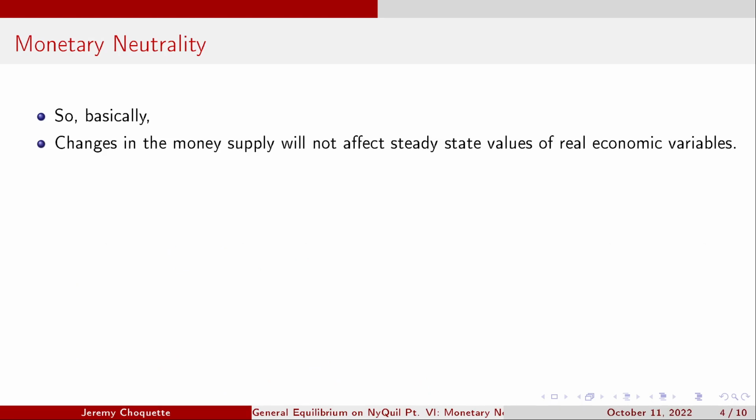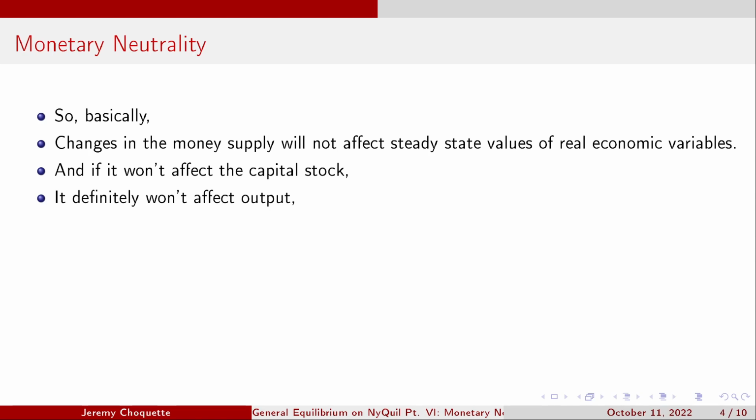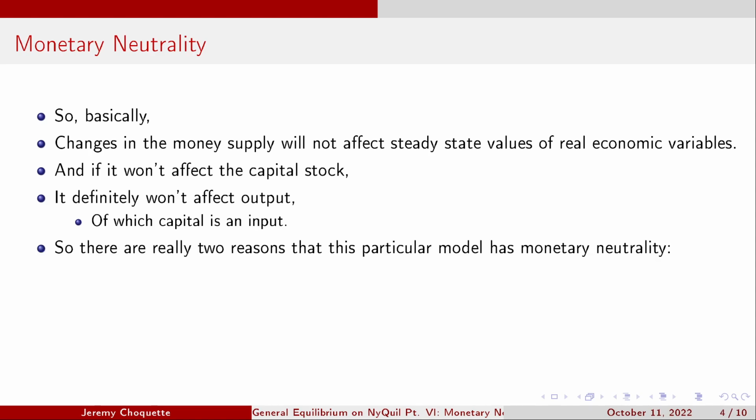So basically, changes in the money supply won't be affecting steady state values of real economic variables. And if it's not going to affect the capital stock, it won't directly affect output. Because output, remember, has capital as an input. So if it's not affecting capital, and capital is the only input in the output function, then output isn't going to be affected.